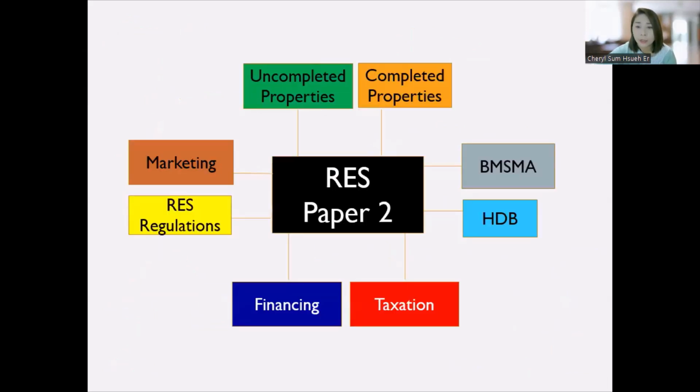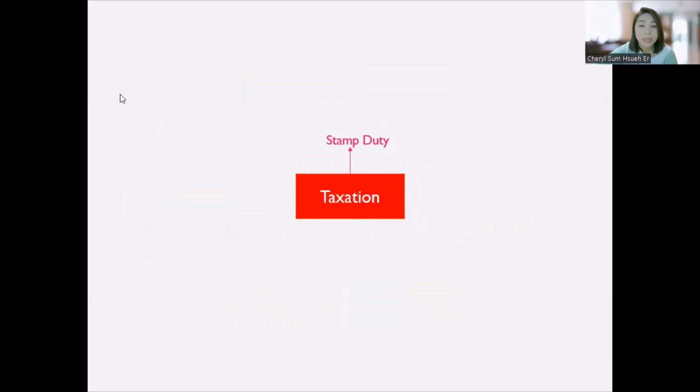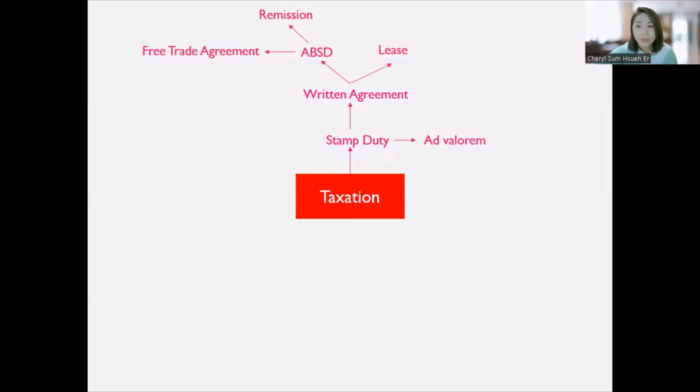Here comes taxation. Stamp duty is the first one. So stamp duty, there is this thing called the ad valorem duty, as well as something to note, it's going to be a tax on written agreement, not actual transaction, but written agreement. We have some keywords for ABSD, remission criteria, free trade agreement. For lease, annual average rent, AAR. Okay, so these are some of the keywords I picked up, but feel free to add on more if you deem fit.